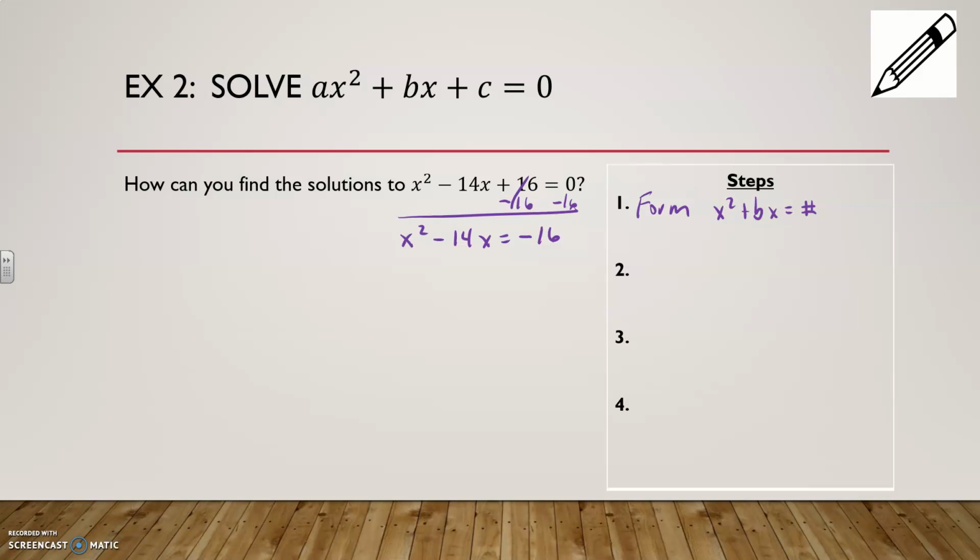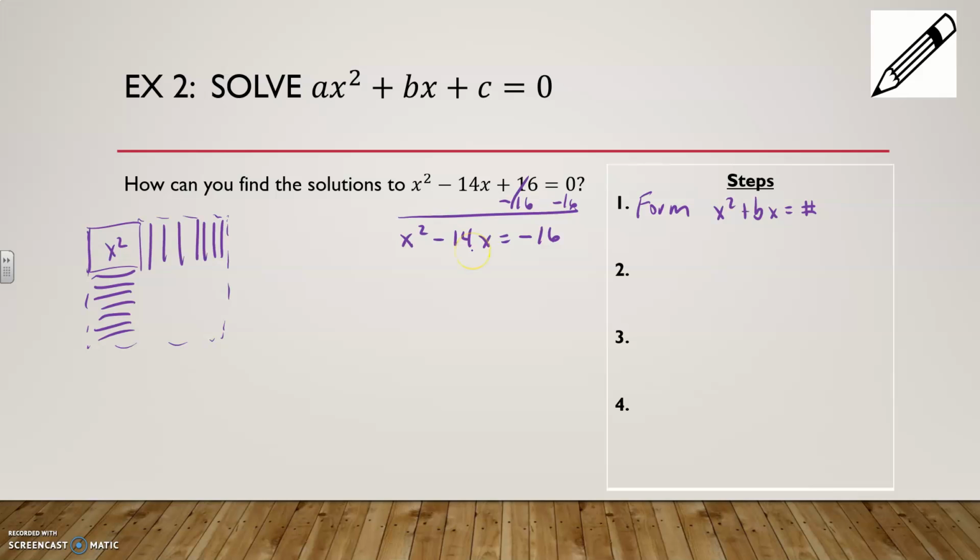Now step 2 is where we actually use the algebra tiles to introduce what we would do. So we'd say, okay, if we had an x squared, that's the big box. But then if we have 14 x's, and in this case they're negative, but I'll worry about the negative later. If I want to make this into a perfect square, which is what we're doing, I would need to break up 14 x's. We talked in class about how we'd cut those in half. So I'd put 7 here and 7 here.